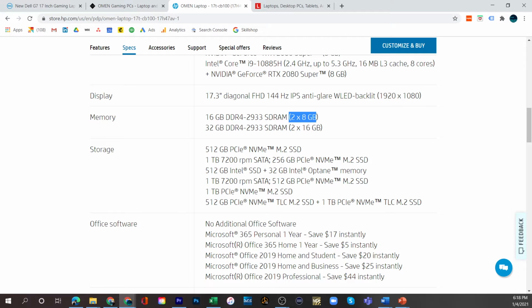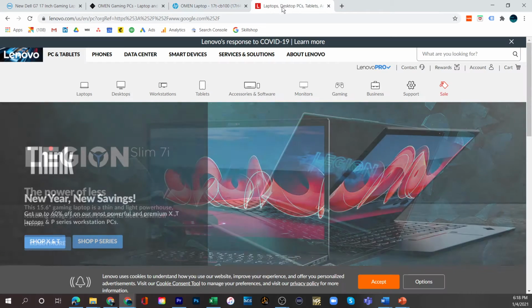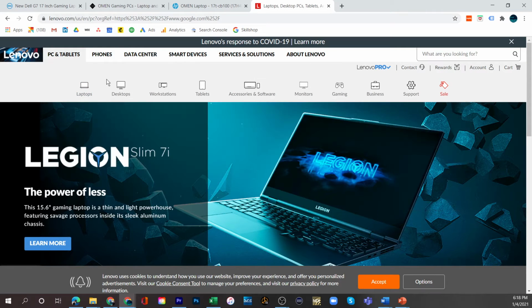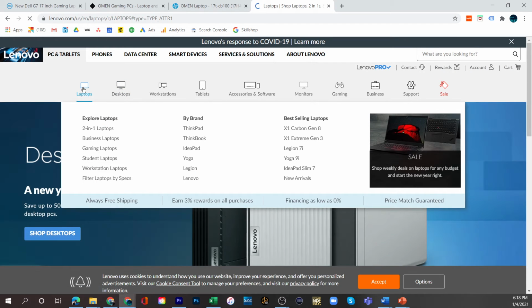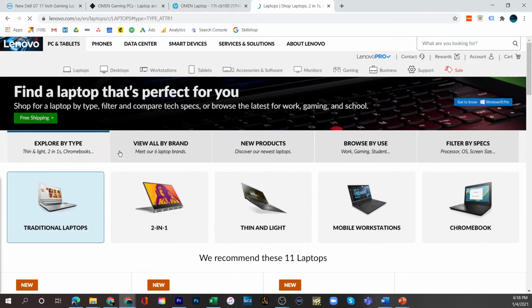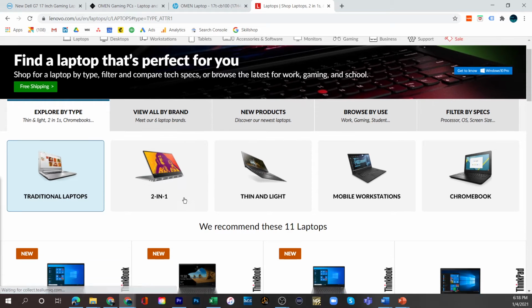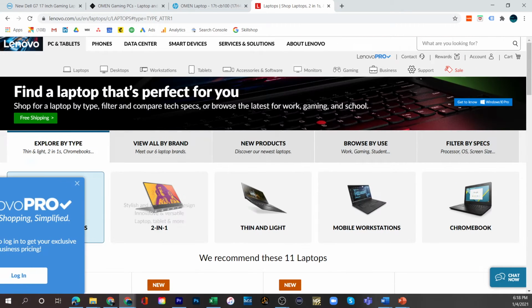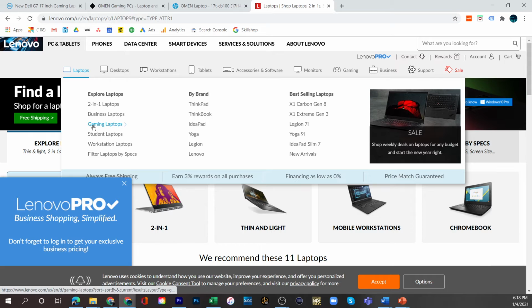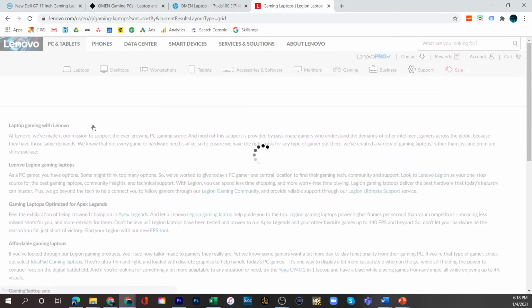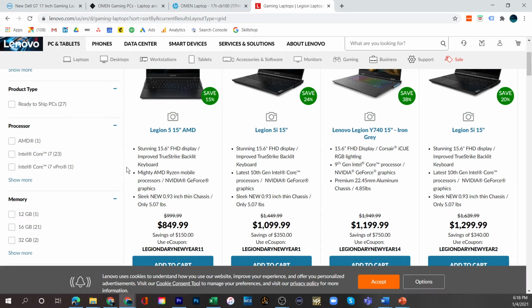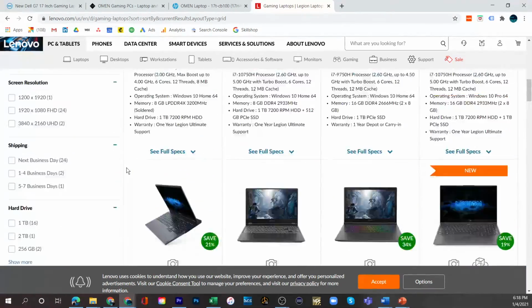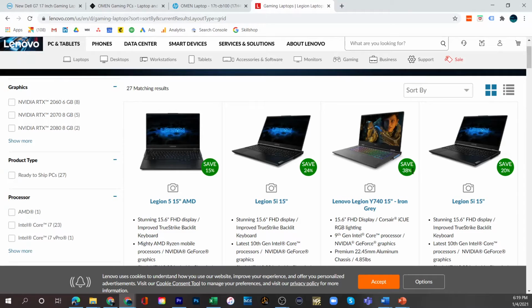So once again, let's go to the website. This time we haven't done Lenovo yet, so let's go to Lenovo. And once again, we're going to go with laptops. They have different types of laptops. And of course, we're going to look for gaming laptops. This was right in front of us, gaming laptops. So let's hit gaming laptops and see what they have. And once again, we're going to follow the price, follow the dollars here so we can compare.